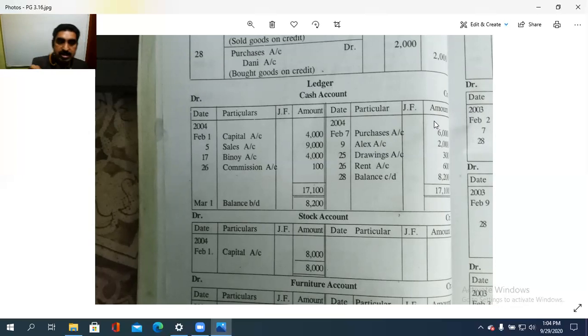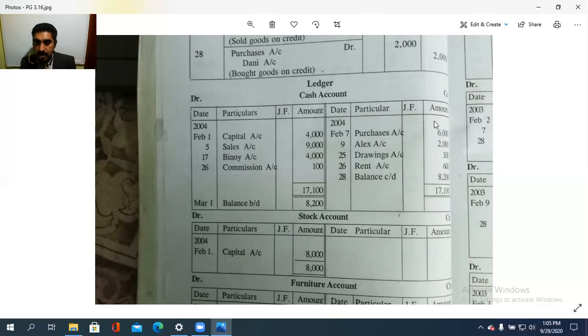Maybe some accounts have too many transactions, so you need to prepare them in a big size. And small accounts are also there, like the stock, only one item. Then discount allowed and discount received. Those with more transactions occurring, you need to prepare a big account, otherwise space will not be there for preparing the entire thing. So see, for cash, a big one is required.